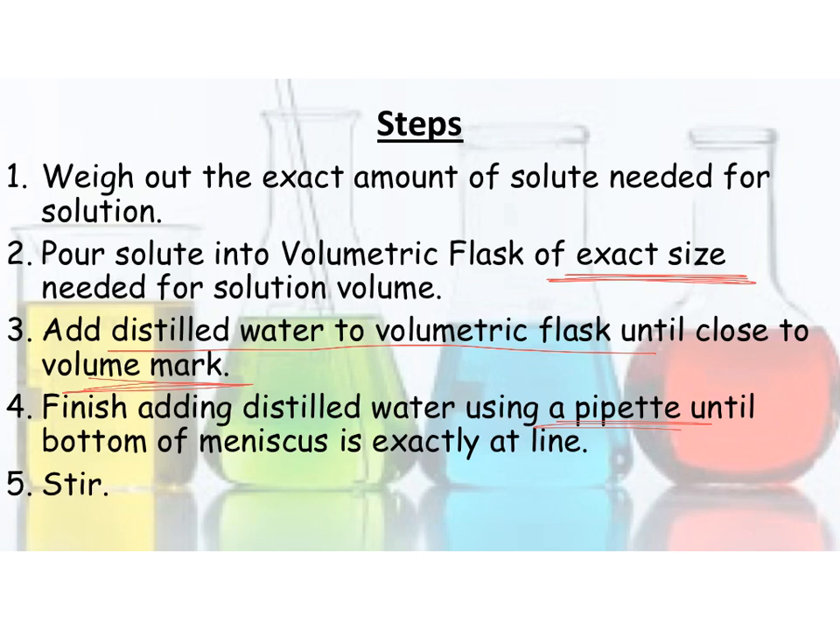Then we're going to take our clean pipette and we're going to finish adding distilled water in small amounts until the water line is at the bottom of the meniscus. And just in case you are unfamiliar with what the meniscus is, the water level, because of adhesion and cohesion properties, makes a little dip. So you just want to make sure that the bottom of it is even with your volume line. And then you're going to stir.